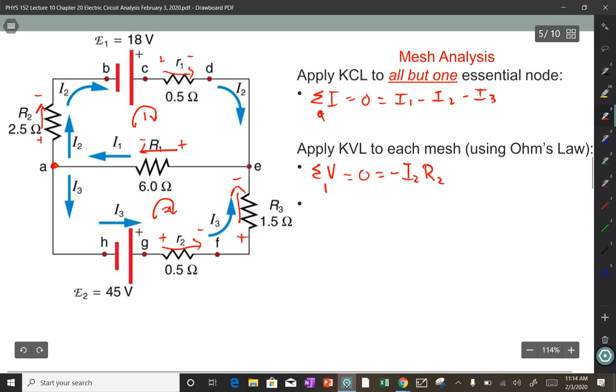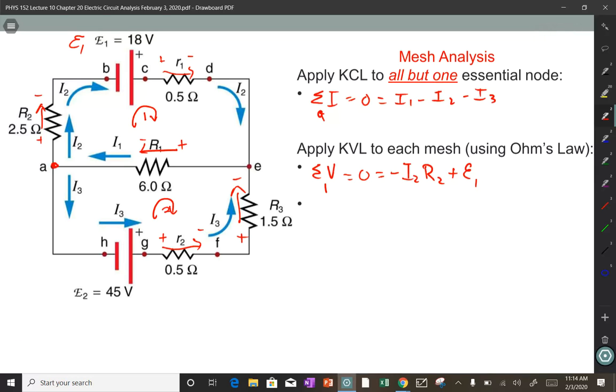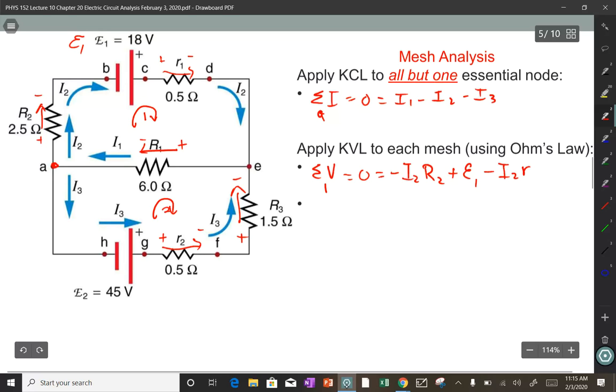So now the next thing I come to is the power supply that's 18 volts, which for right now, I'm just going to put EMF 1. Is that a rise or a drop? It's a rise because I went from the minus to the positive side. So plus EMF 1. Then I come to lowercase r1. Is that a rise or drop? It's a drop because I went from the plus to the minus here.